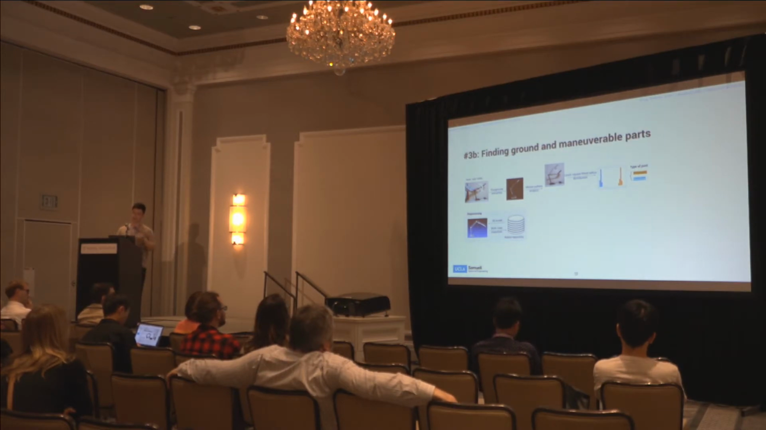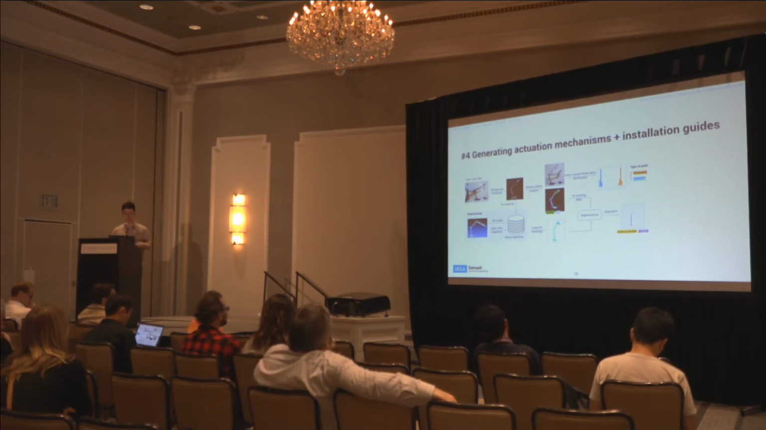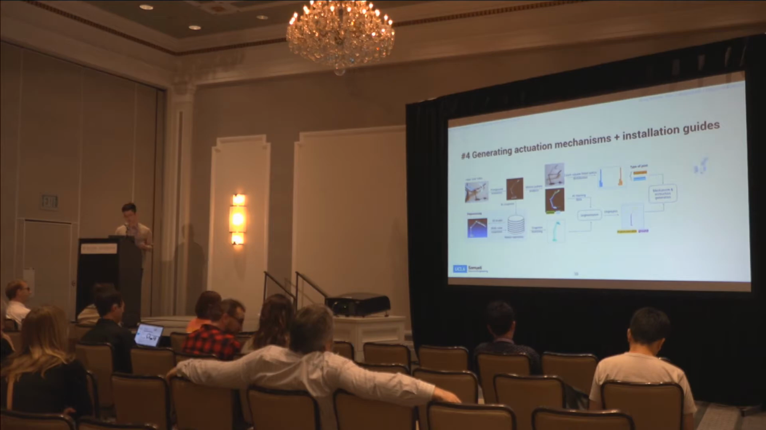The next step is to find the ground and the maneuverable parts on this object. Robiot will first classify all the points on the object as either moving points or still points. At the same time, Robiot will take the extracted object as a snapshot to match the corresponding 3D model in the Robiot repository. After that, Robiot can do a segmentation by unprojecting the 2D data onto the 3D model to get the maneuverable and ground parts on this object. Then Robiot can generate different actuation mechanisms for this object and also installation guidelines for the users.